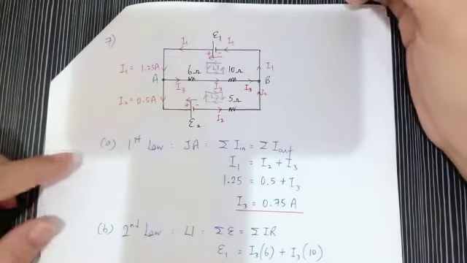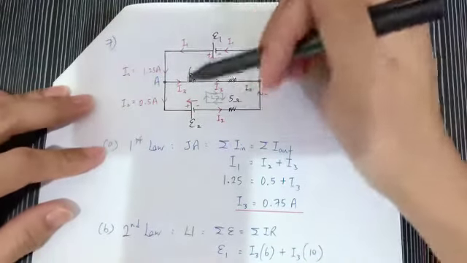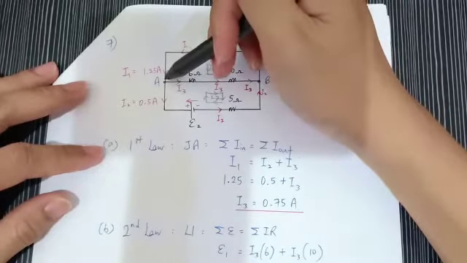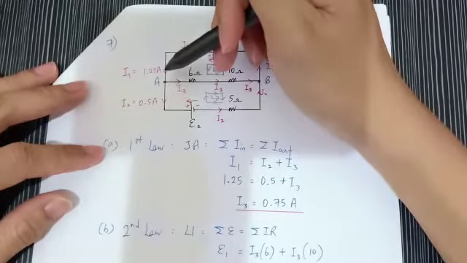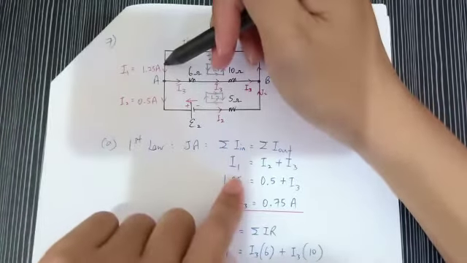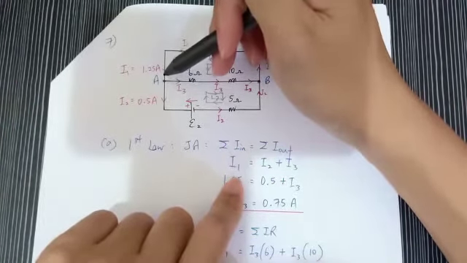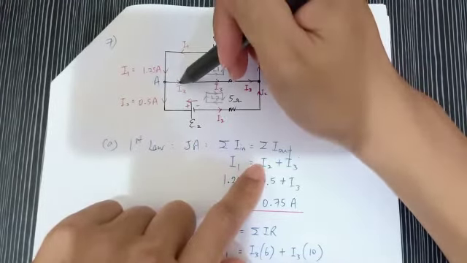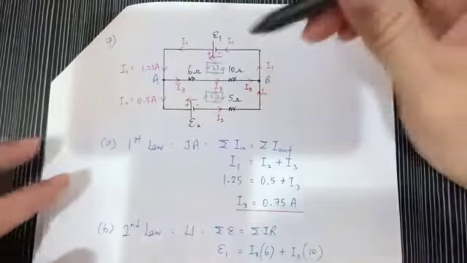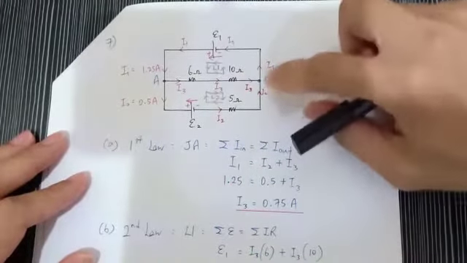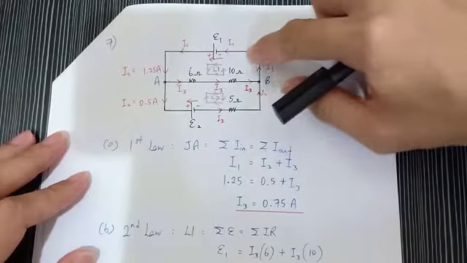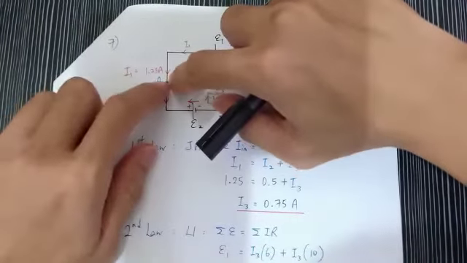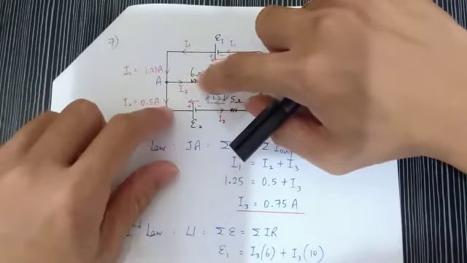Okay, so now build the equation. The first law equation, choose junction A. Okay, so junction A, the current entering is I1, and then current out is I2 plus I3. Actually, the current travels this way. Let's say I start from B. So here I1 goes from B to A, and then at A breaks into two, I2 and I3.